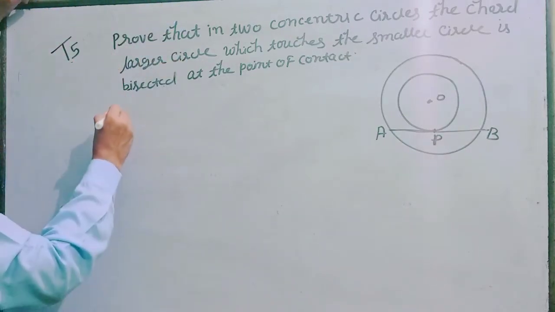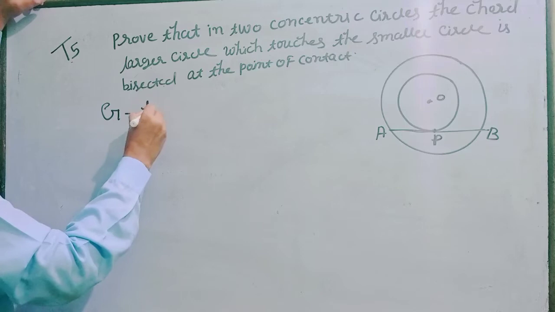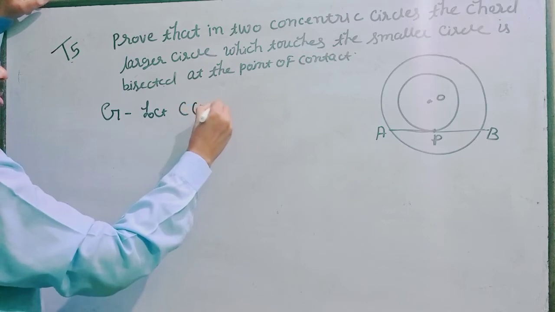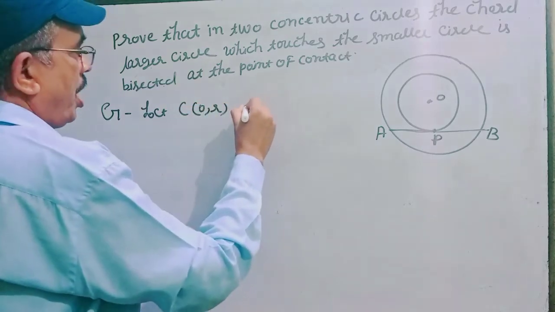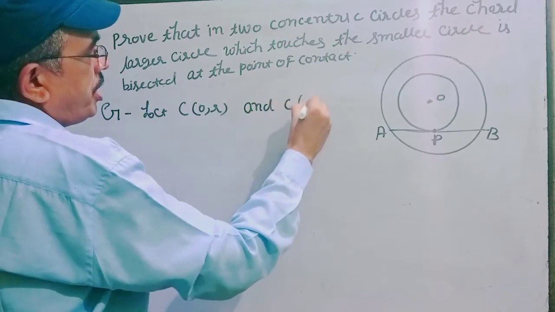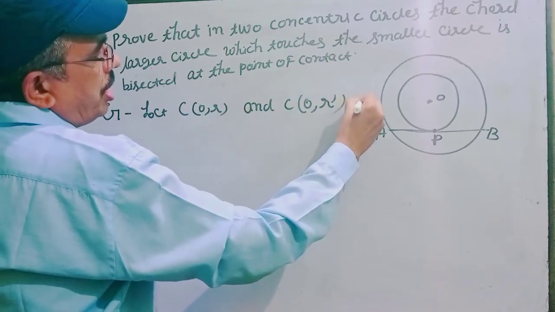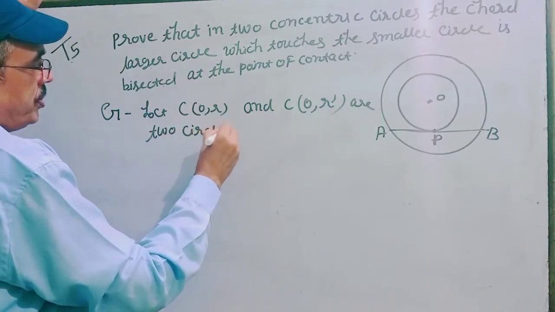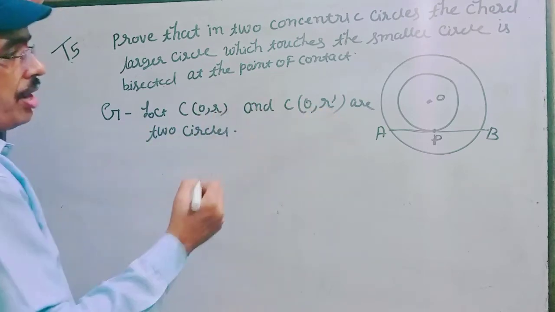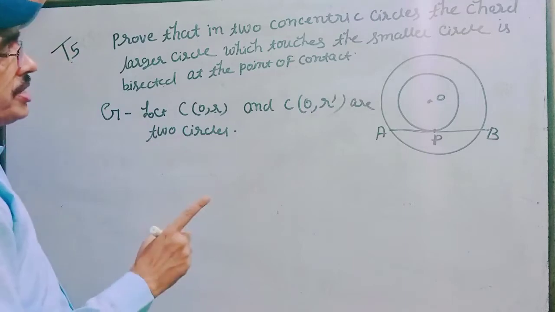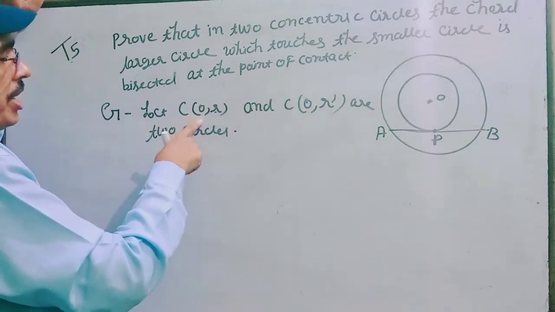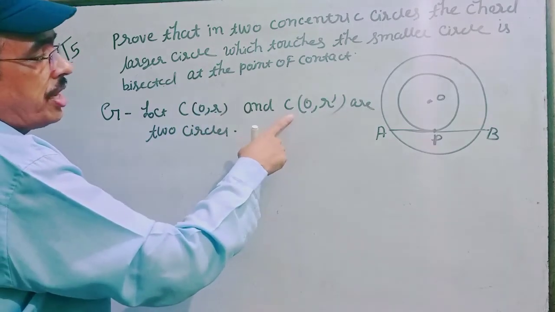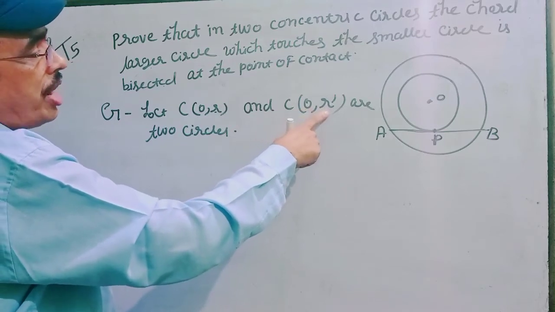So first you write what is given. Let C(O, R) and C(O, R dash) be two circles. Why write here R and R dash? Because the radii of these two circles are different, but the center is the same. So I suppose the first circle has center O and radius R. But the next circle has center O, but the radius is not R, it is R dash.